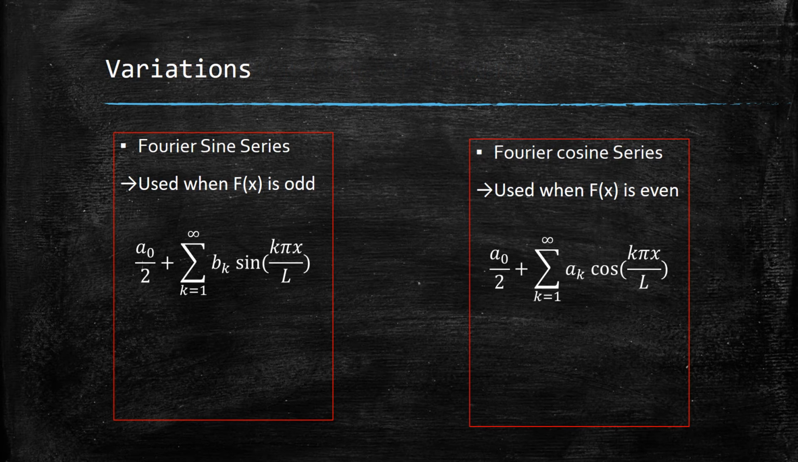Two variations of the Fourier series include the Fourier sine series and the Fourier cosine series. You likely noticed that the sine series only contains the sine term and the cosine series only contains the cosine term. Depending on whether the function is even or odd, one or the other can be used to simplify the process of finding coefficients. Recall that sine is an odd function, and therefore the Fourier sine series is used when f of x is odd, and recall that cosine is an even function, so the Fourier cosine series is used when f of x is even.